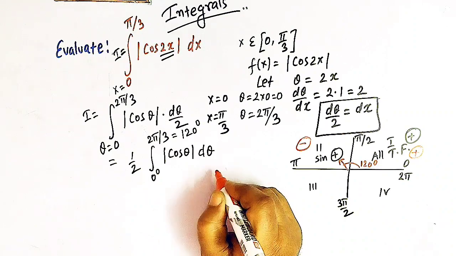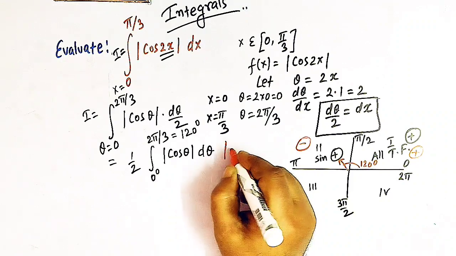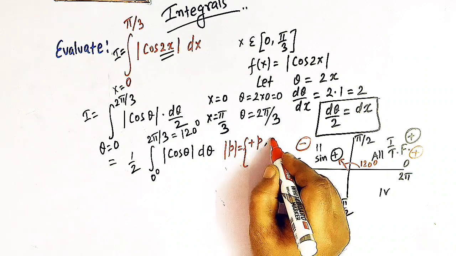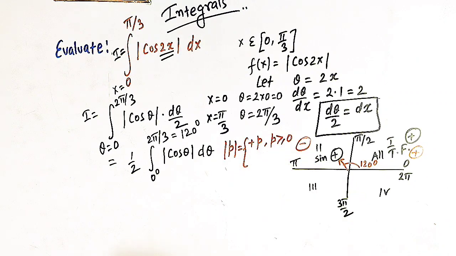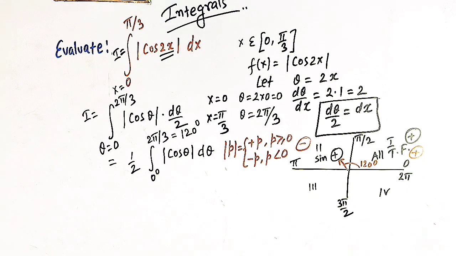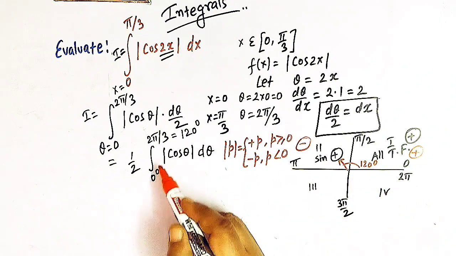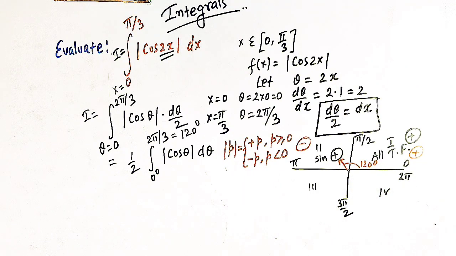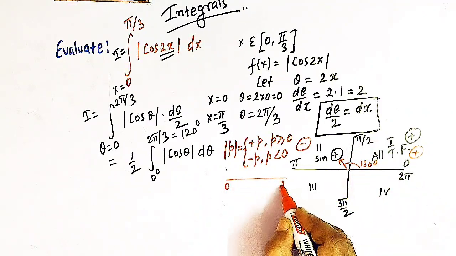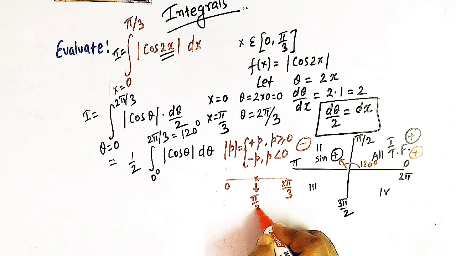right? So we can now use the definition of the absolute value function, which says that mod of p is equal to positive p whenever p is greater than or equal to 0, and mod of p is negative p whenever p is less than 0. So now we can break this limit, that is 0 to 2 pi by 3, at the point that is pi by 2, right? So here we have 0, here we have 2 pi by 3.